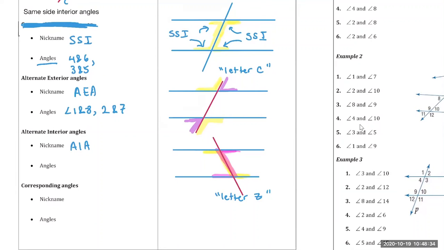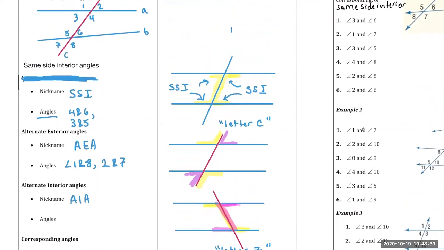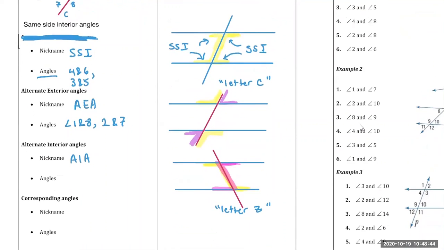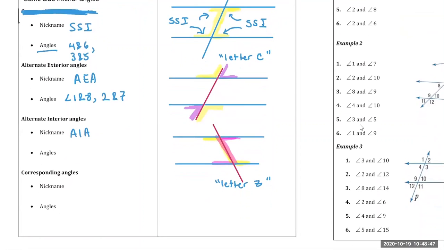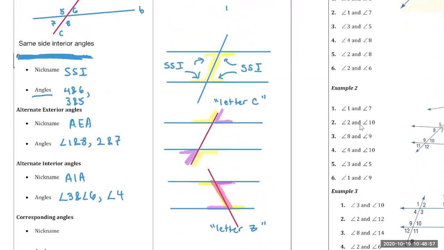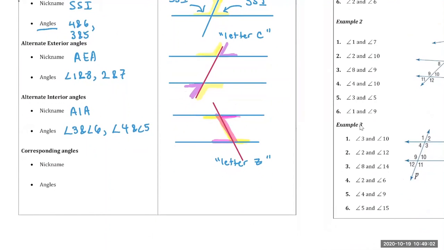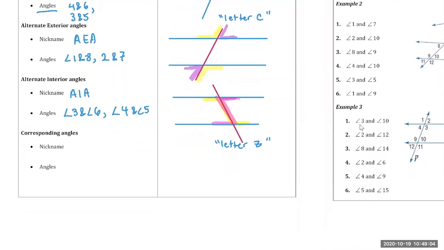Can I have you guys in the chat type out the alternate interior angles that you see from the above picture? What are the alternate interior angles? Okay, good. All right, angles 3 and 6 and angles 4 and 5. Perfect.